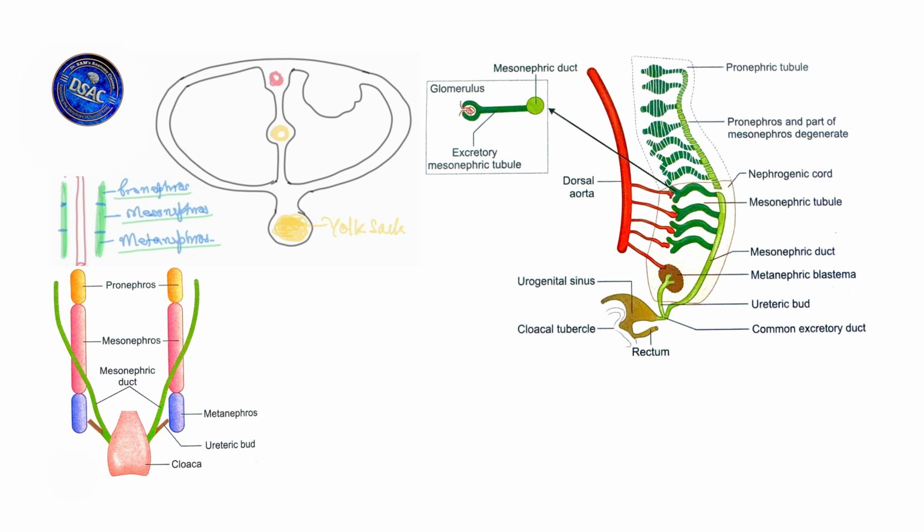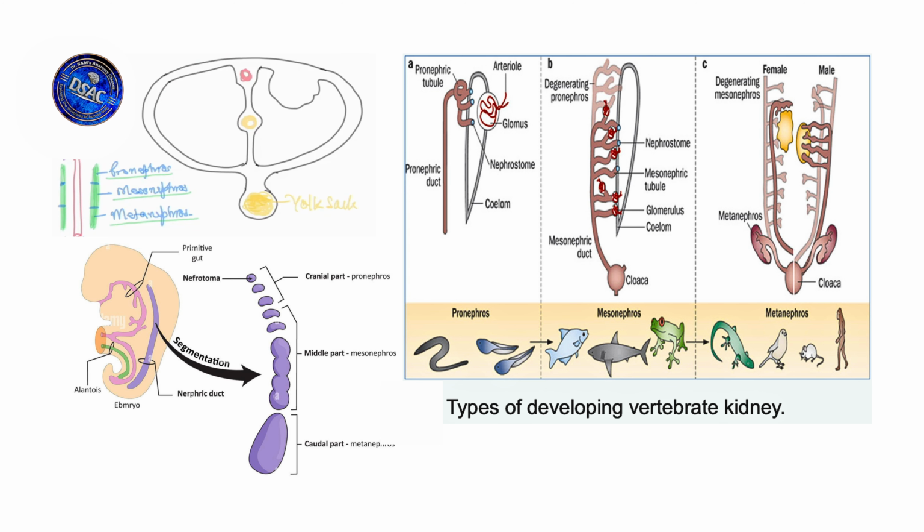However, it's said that ontogeny repeats phylogeny. So in the human embryo, in the early stages of embryogenesis, pronephros is the one forming the kidney, and similarly the cyclostomes, the fishes, have the kidney developed from pronephros. The lower vertebrates, called anamniotes, still have the functional kidney formed from mesonephros.